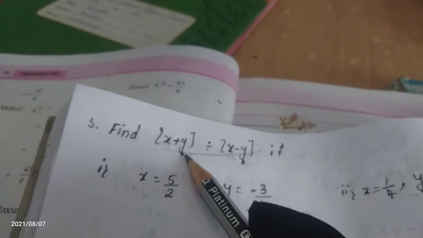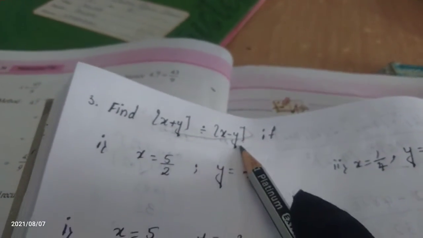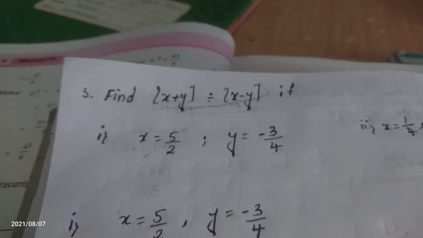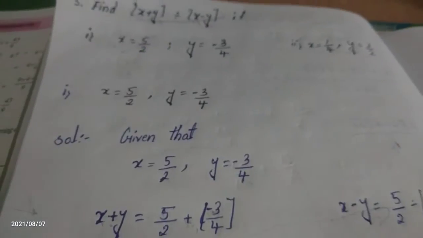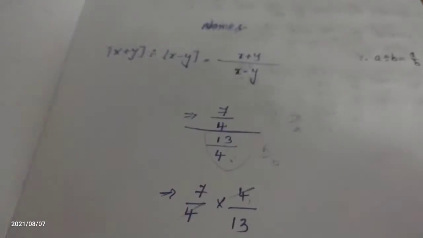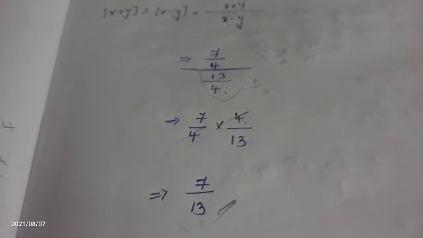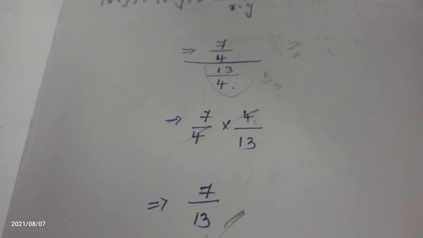What do we have to prove? We just have to prove this expression: x plus y divided by x minus y. The x and y values are given. We just have to put the values. First we have to find x plus y, afterwards x minus y. I am finding them here. After finding the values, we have to put these values in this expression. Afterwards, we get 7 by 13 as our answer at last.